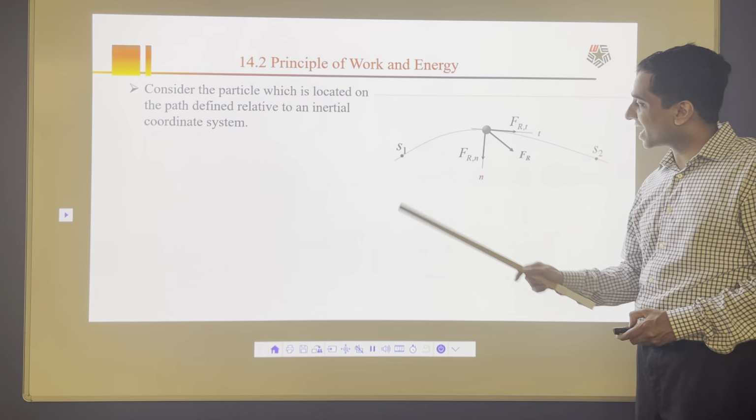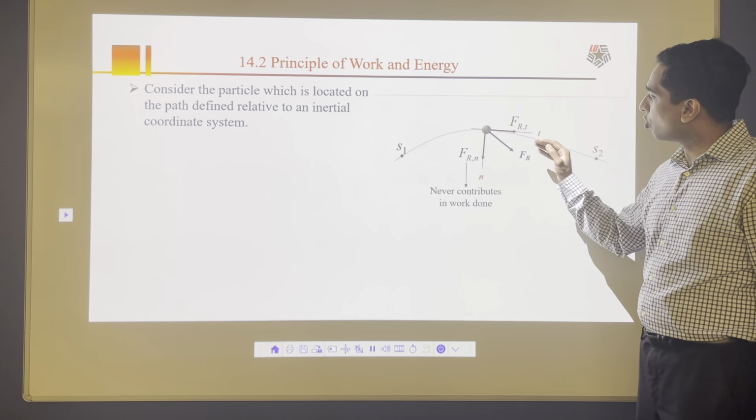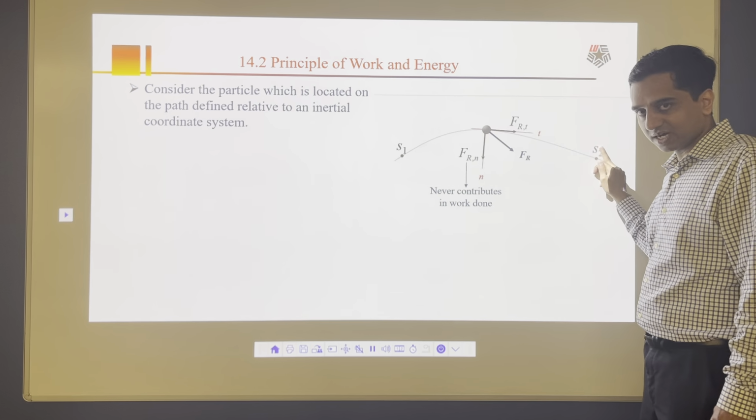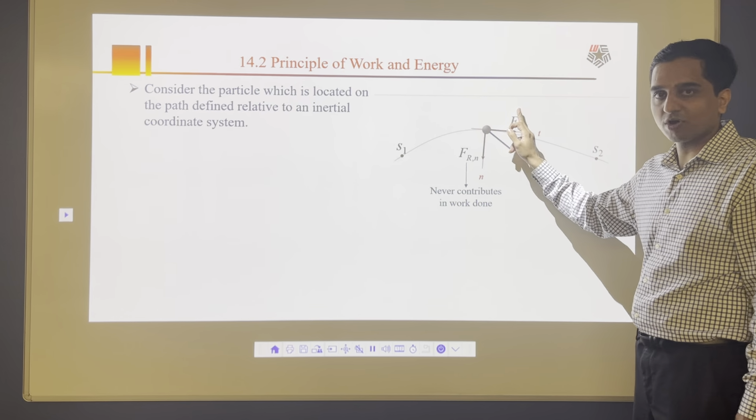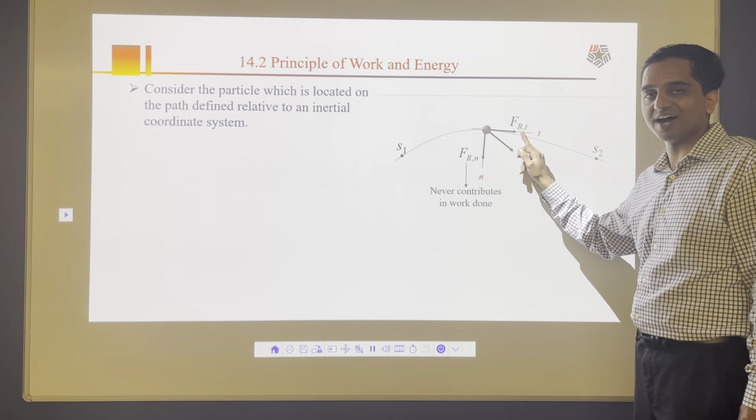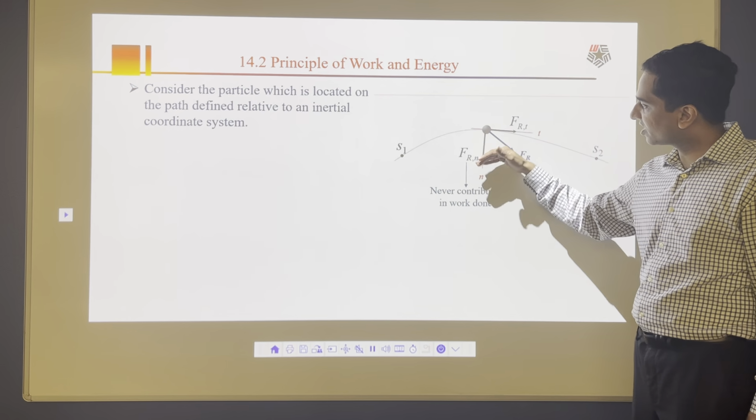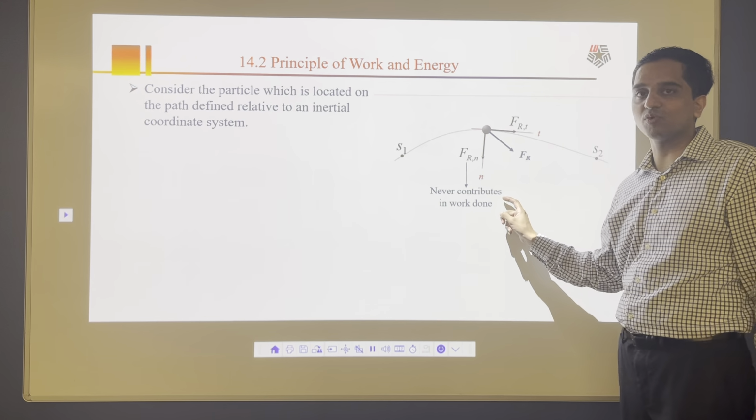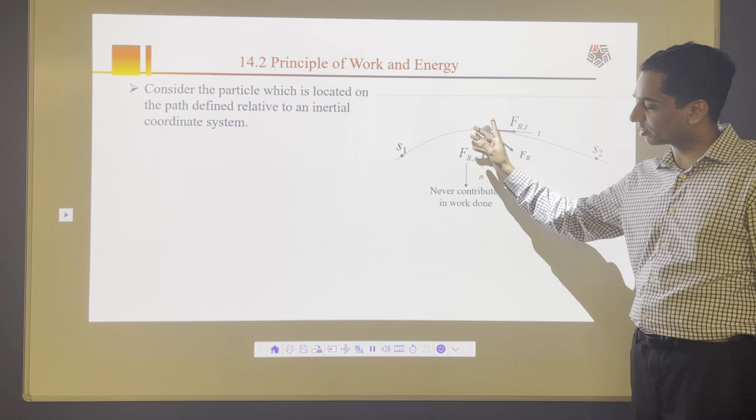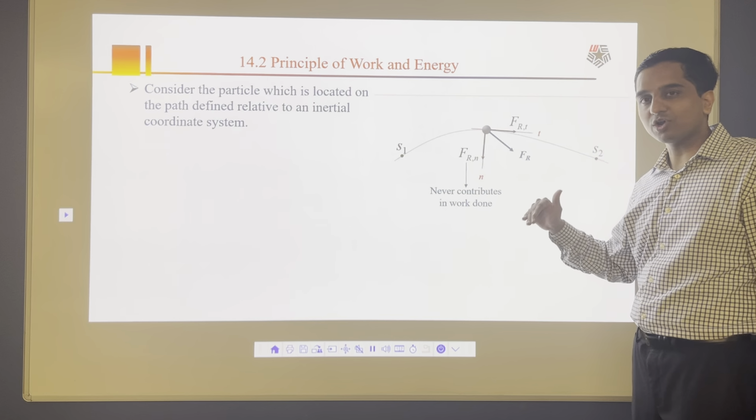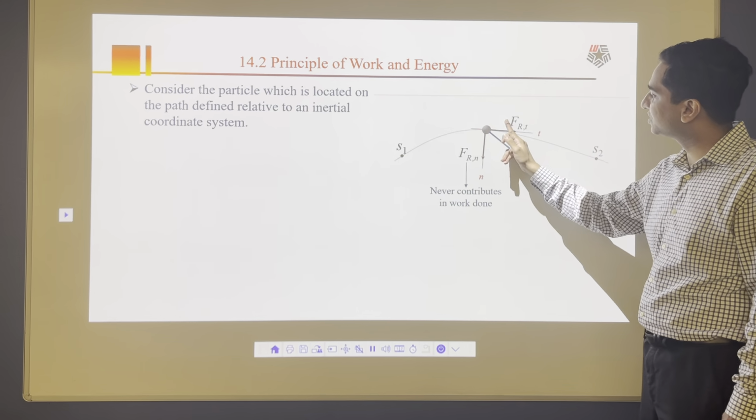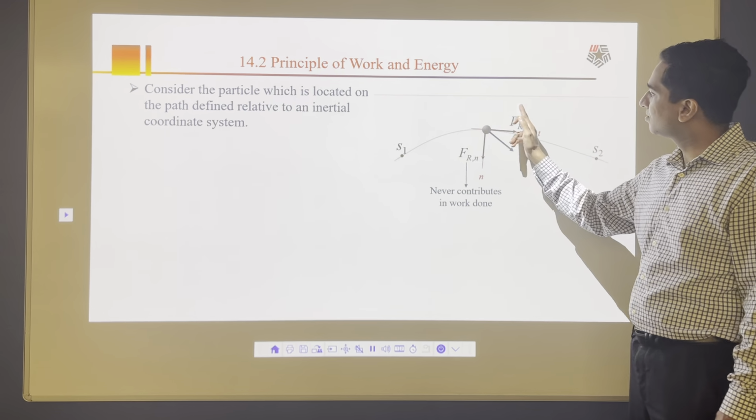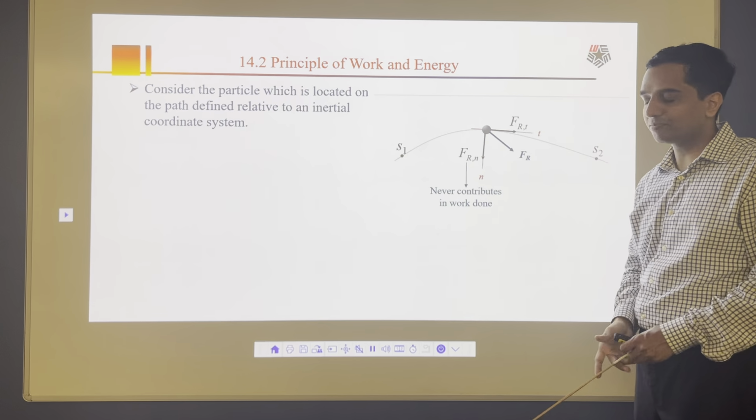The rule here is, as this movement occurs, the only force that contributes to work done is this tangential component of Fr. The normal component of Fr is perpendicular to the movement, and therefore it will not contribute to work done. Whatever perpendicular force is there, it will not contribute to the movement. Only the tangential component will contribute. So I am going to understand work done from here to here by considering this tangential component.